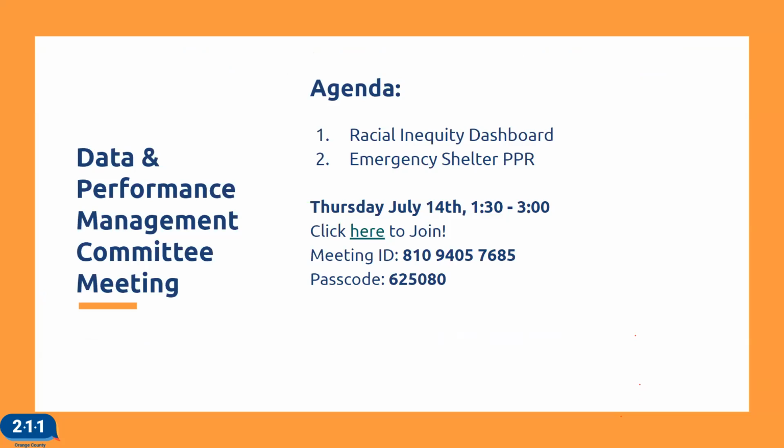So for the Data Performance Management Committee meeting, the agenda will include the racial inequity dashboard and the emergency shelter PPR. The meeting takes place next week, Thursday, July 14th, 1:30 through 3.